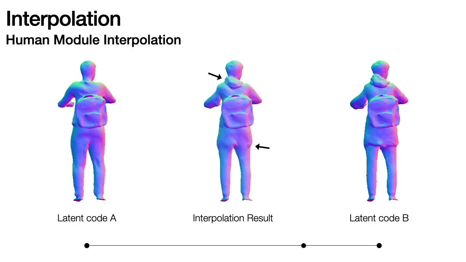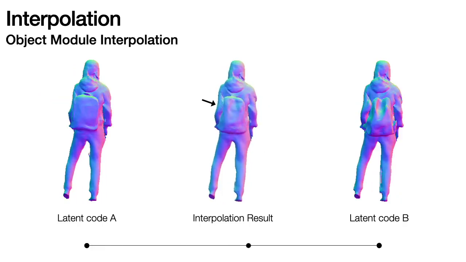To further test the disentangled nature of our composition model, we interpolate between two latent codes for human while fixing the latent code for the object. Note that the shape of the human part changes smoothly without affecting the shape of the backpack. Similarly, we interpolate between two latent codes for object while fixing the latent code for the human. The shape of the backpack changes smoothly without deteriorating the shape of the human.